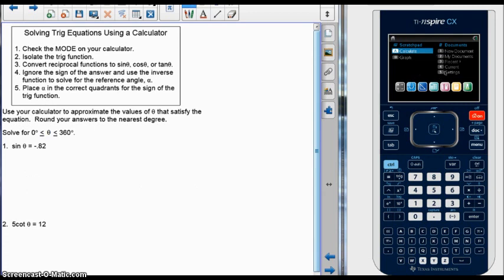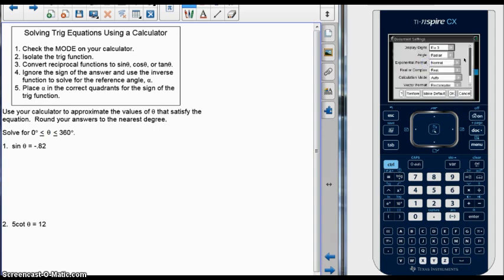Okay, so this first question, we're solving in degrees, right? Because it says 0 to 360. So I'm going to check my calculator and set it for this entire time to be degrees. I definitely want to make that my default. Okay?